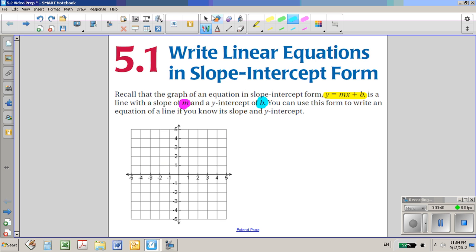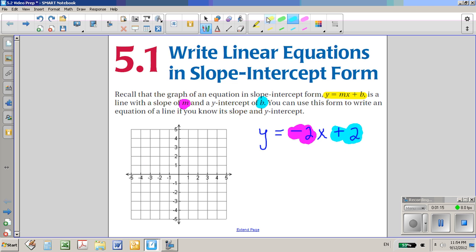So what I'm going to do first is I'm going to give you an equation, and we're going to graph it. So I'm going to change it back to pen, and my equation is going to be y equals negative 2x plus 2. Okay, so we're going to notice that our slope is the number in front of x, so our slope is going to be negative 2, and our y-intercept is going to be this number here, and it's positive 2. So that's our y-intercept.